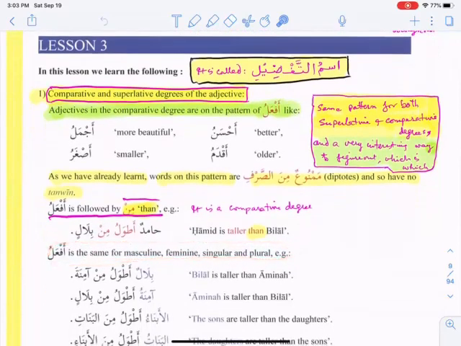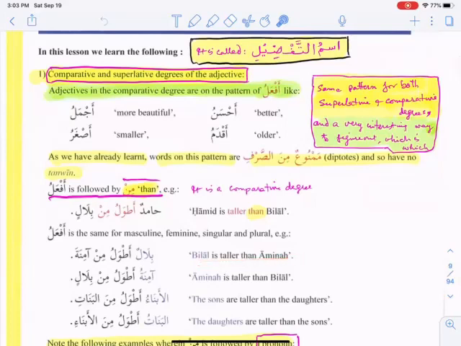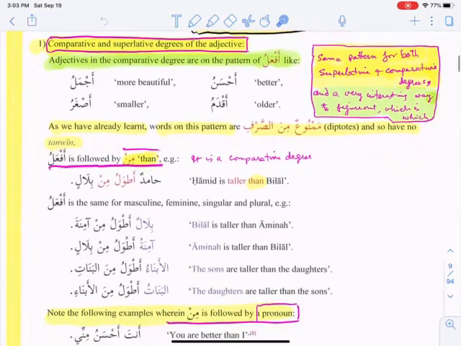See, Bilalun atwalu min Aminata. See here, no change. Aminata, min Aminata. Fine. Bilal is taller than Amina. And then Aminatu atwalu min Bilalin. Still atwalu didn't undergo any change. Amina is taller than Bilal.